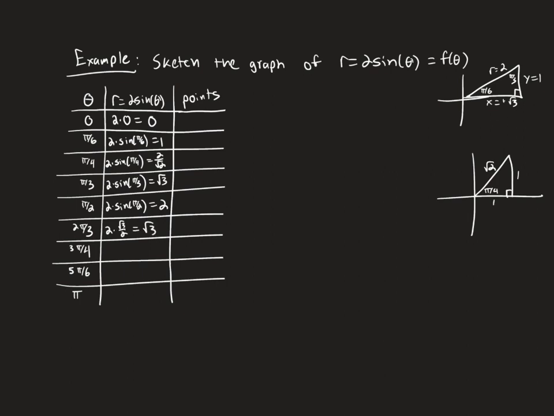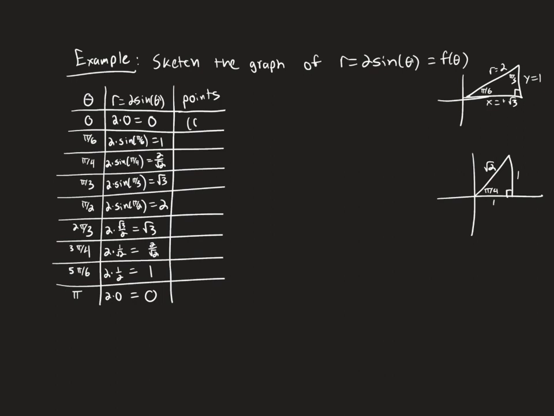Sine of 3 pi over 4 is the same as sine of pi over 4, 1 over root 2. So we get 2 over root 2. Sine of 5 pi over 6 is the same as sine of pi over 6. So we get 2 times 1/2, which is just 1. And then sine of pi is 0, so we get 2 times 0 equals 0. Right? So the symmetry of the sine function between the first and the second quadrants allows us to see there's symmetry in our answers here.